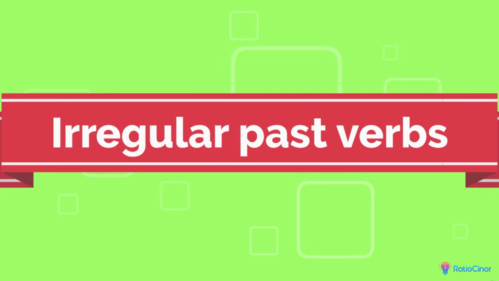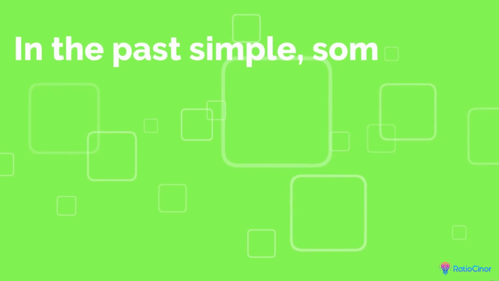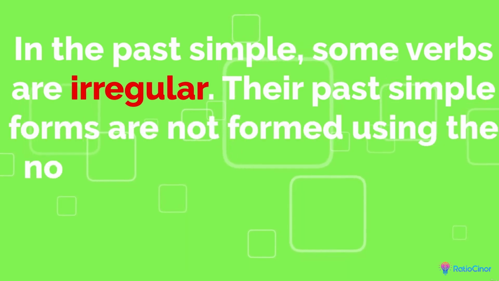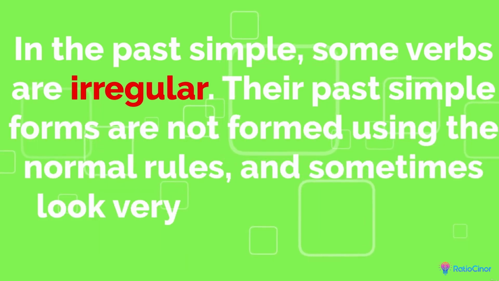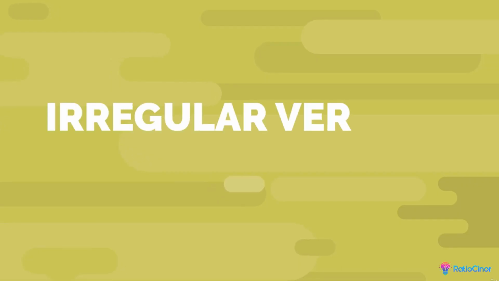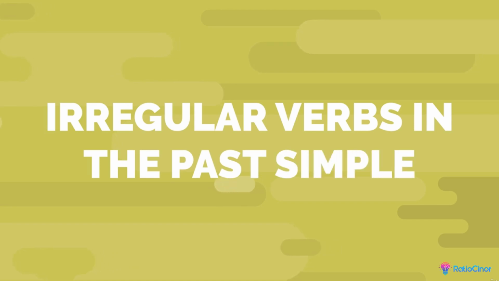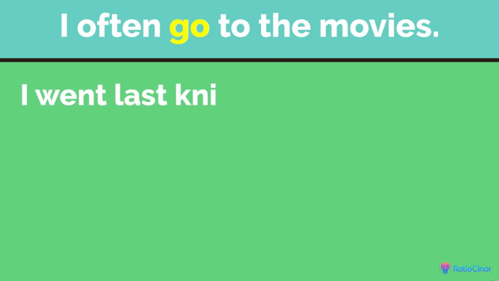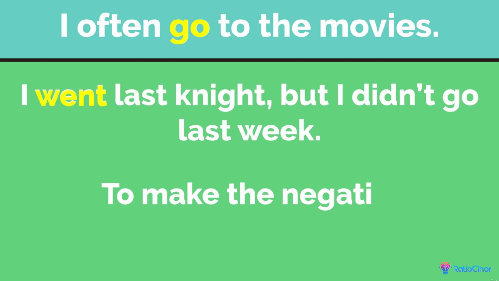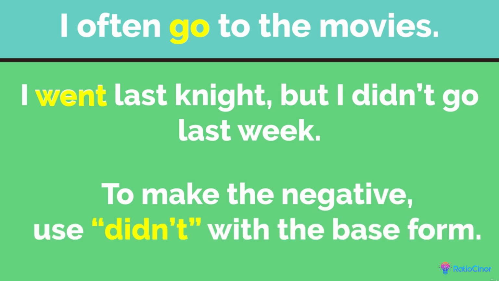Irregular past verbs. In the past simple, some verbs are irregular. Their past simple forms are not formed using the normal rules and sometimes look very different from the infinitive forms. Irregular verbs in the past simple. I often go to the movies. Go is the present simple. I went last night, but I didn't go last week. Went is the past simple of go. To make the negative, use didn't with the base form.